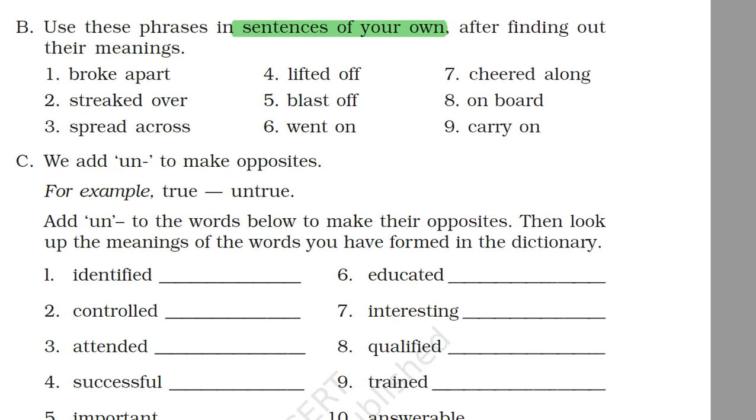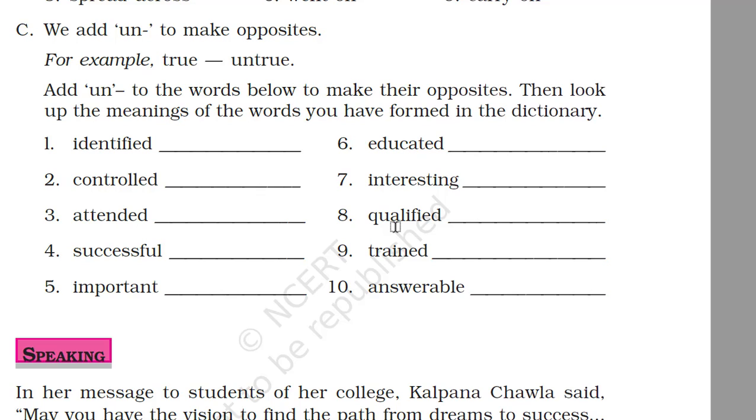Let's see further. That is exercise C. We add "un" to make an opposite word. For example, true, untrue. Write two words below to make their opposite. Then look up the meaning of the word you have formed in the dictionary. Identified, unidentified. Control, uncontrolled. Attended, unattended. Successful, unsuccessful. Important, unimportant. Right?